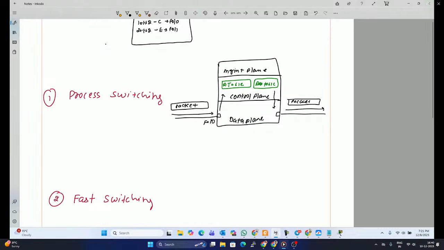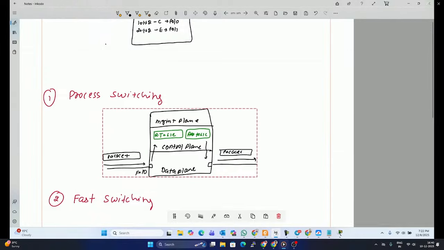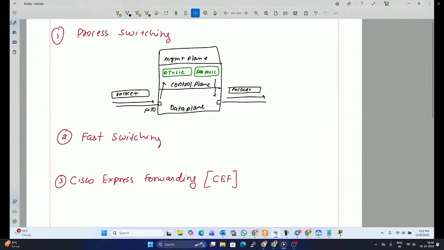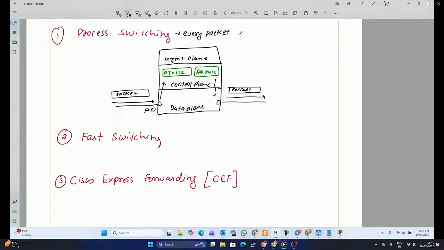But by the way, this is not a topic, guys. I'm just explaining you guys for the better understanding. So this is the process switching here. Every packet is processed by CPU. Then fast switching. So in the fast switching, what we did, let's say we have the same concept.